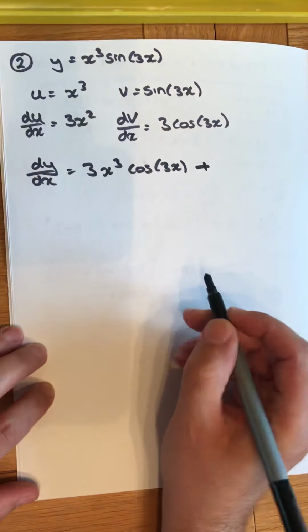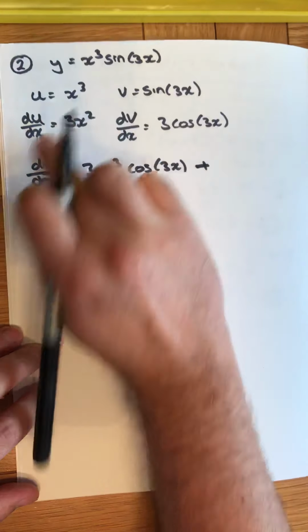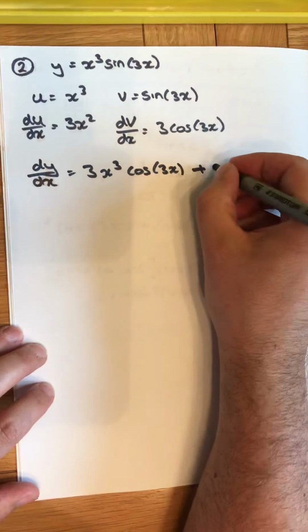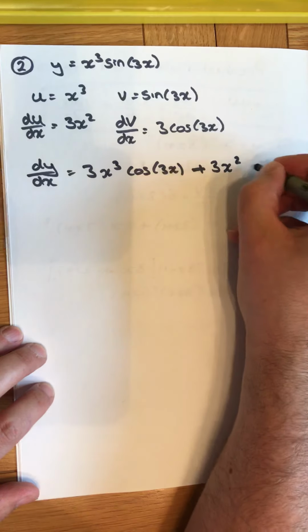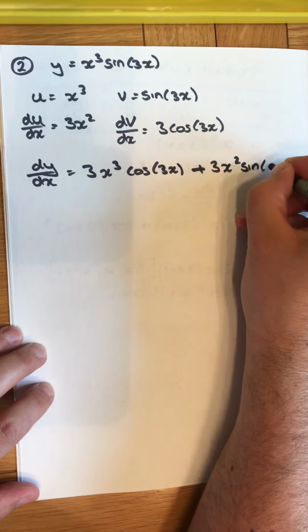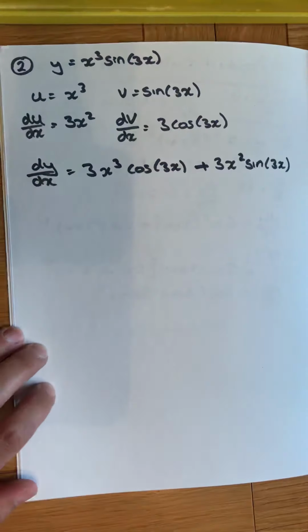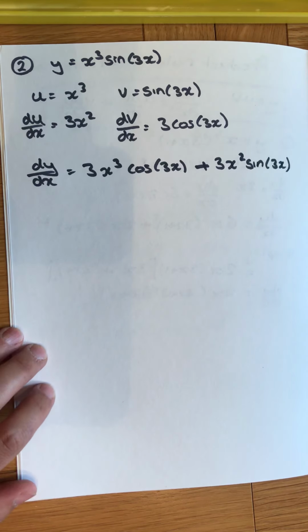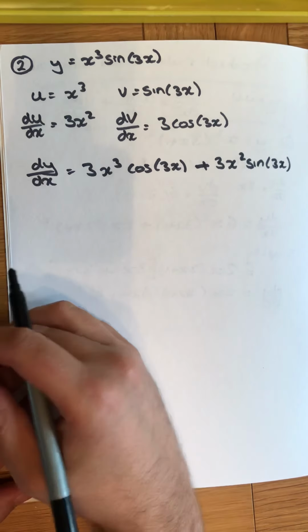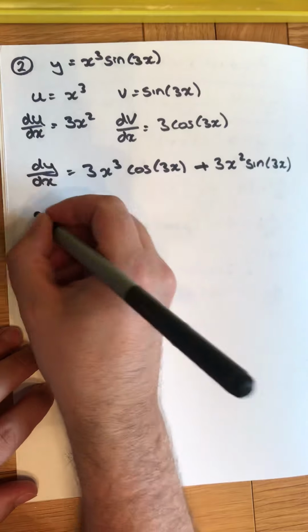And then we add that together with v times du dx. I think the 3x squared first is neatest, and then we've got the sine bit. And that's it done. And again, if all I was asking you to do was to differentiate, you technically could just stop there. But I want you to always be thinking about simplifying, especially here when we've got common factors.